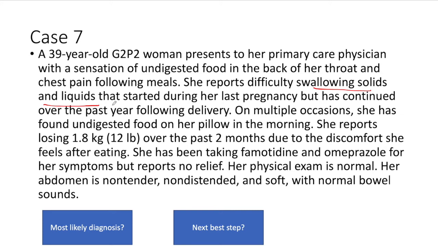While we can't do an NG tube, we should try and decompress her esophagus. So a nasoesophageal tube might be a good thing to do here as well. Okay. And last, treatment strategies for achalasia.